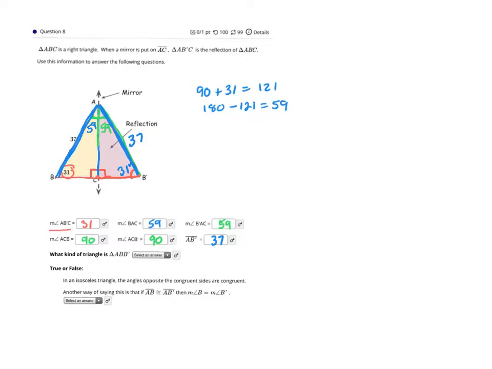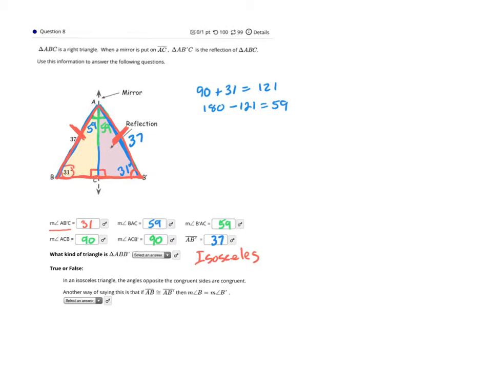Now, it asks what kind of triangle is triangle ABB'. So ABB' is this triangle right here. That's like the big triangle. Well, since this side is 37 and this side is 37, that makes it an isosceles triangle. Now, the whole point of doing this is to recognize that in an isosceles triangle, the angles opposite of the congruent sides are congruent.